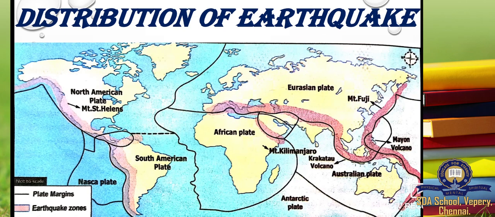Next, we will see about the distribution of the earthquake. The world's distribution of earthquakes coincides very closely with that of volcanoes. Regions of greatest seismicity are the circum-Pacific areas, with the epicenters and the most frequent occurrence along the Pacific Ring of Fire. It is said that about 68% of earthquakes occur in this belt.